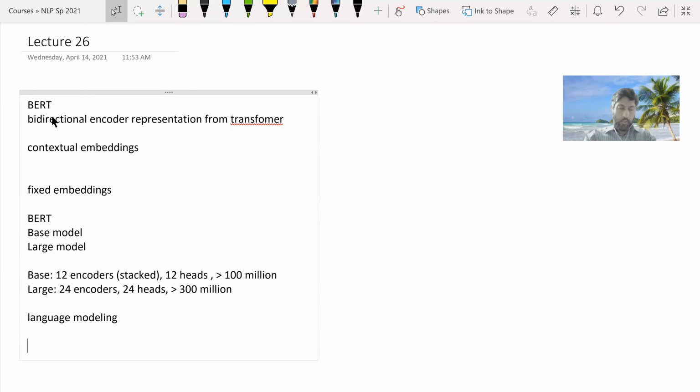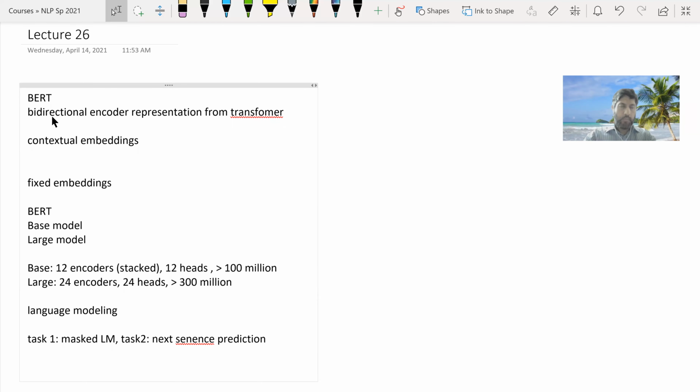So what they proposed was actually two tasks, and they use both of these tasks together to train the model. The first task was the Masked language modeling, and we'll talk about this shortly. And task 2 was the next sentence prediction. So let's talk about this. So what is the Masked language model?